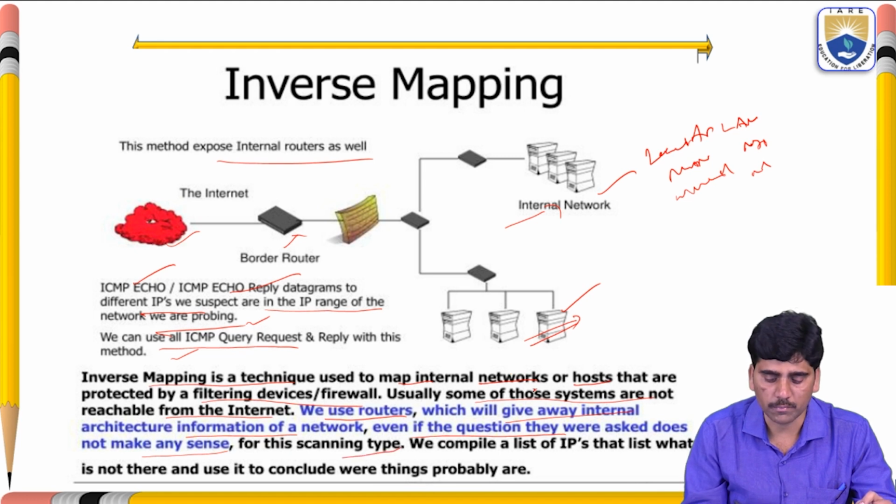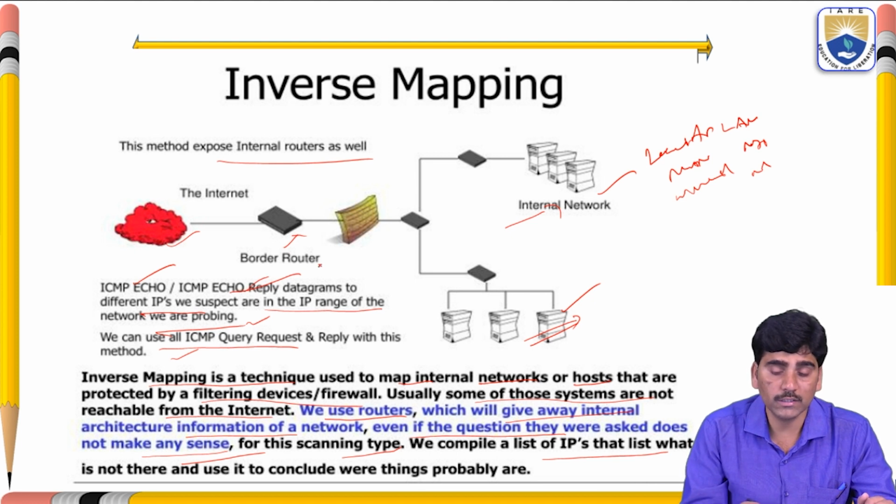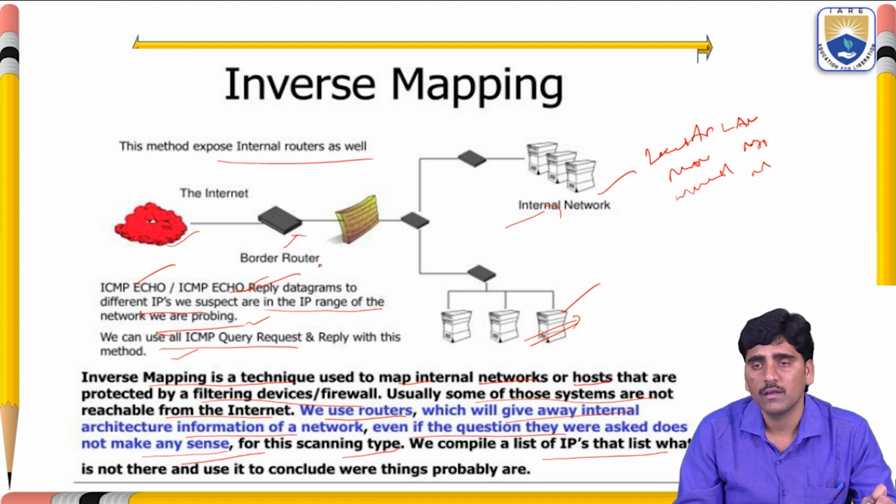So for this scanning type, we compile a list of IP addresses that lists what is not there and use it to conclude where things probably are. By doing this we can say whether the systems with those IP addresses are inactive or not, whether they are using protection like firewalls or not. So this is one type of scanning technique with the help of ICMP echo reply datagrams. This is the way of understanding inverse mapping.